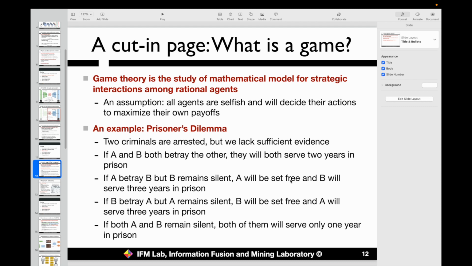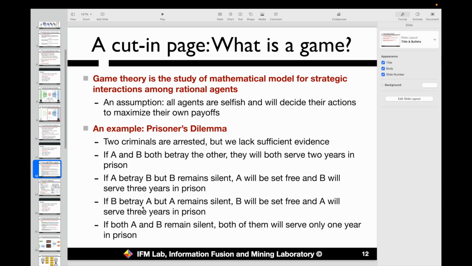Depending on the actions they perform, then there will be different results, right? So, for example, if both these two criminals, A and B, both betray each other and tell the truth to the policeman, because they tell the truth and they admit their crimes, then they both will be serving 2 years in the prison. Another case is that A betrays B, however B remains silent. Then this A, because he betrays B and he tells the truth and he has some contributions, A will be set free and B will be in prison for 3 years.